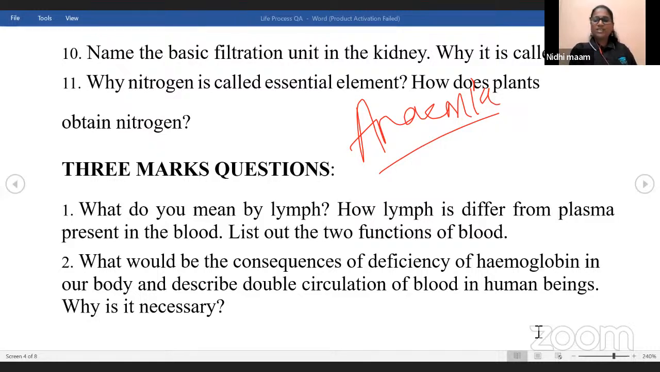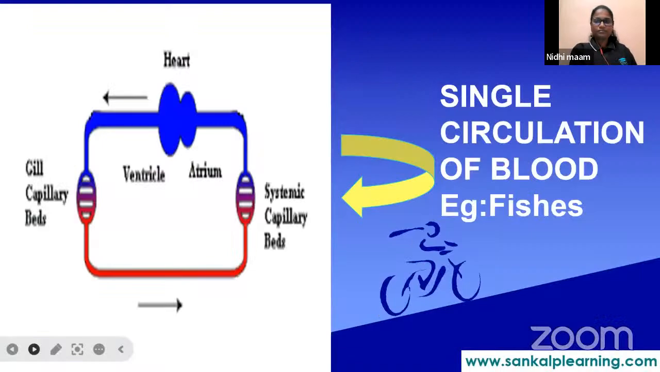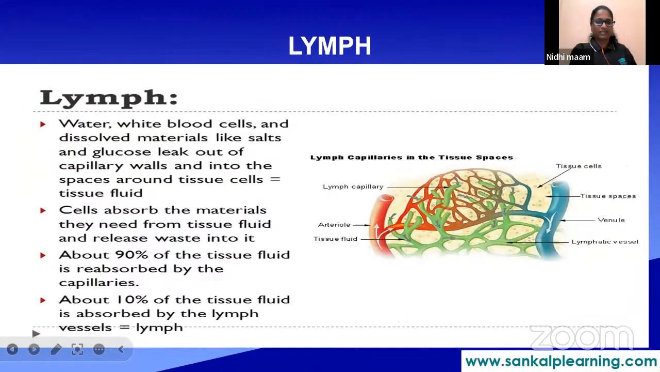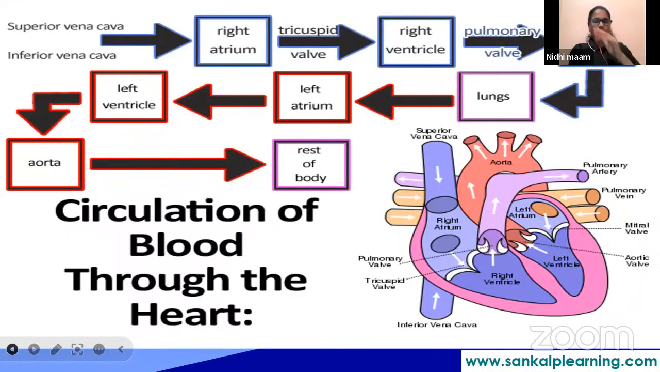Next, describe double circulation of blood in human beings. This describe question on blood circulation has been asked many times, so I will tell you how to write it. Look here. This is a very important flow chart. If you want, you can take a screenshot. This is how circulation of blood through the heart happens. The blood flows through the heart twice. That is why it is called double circulation.